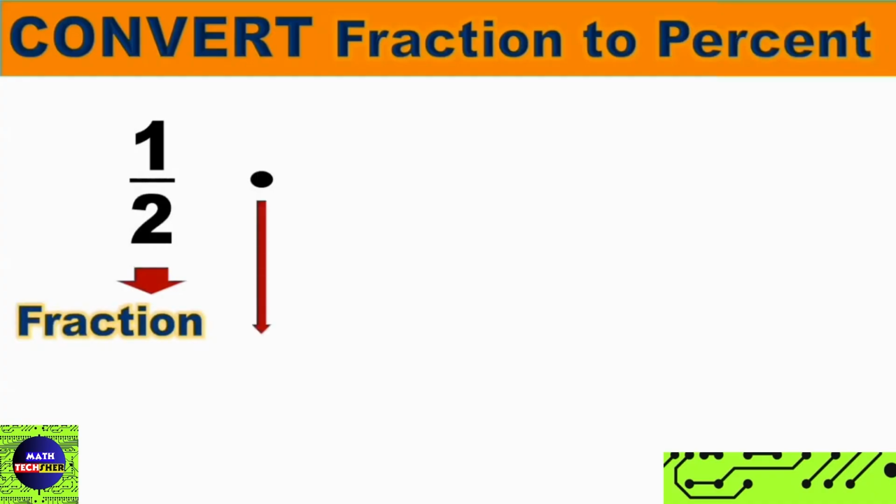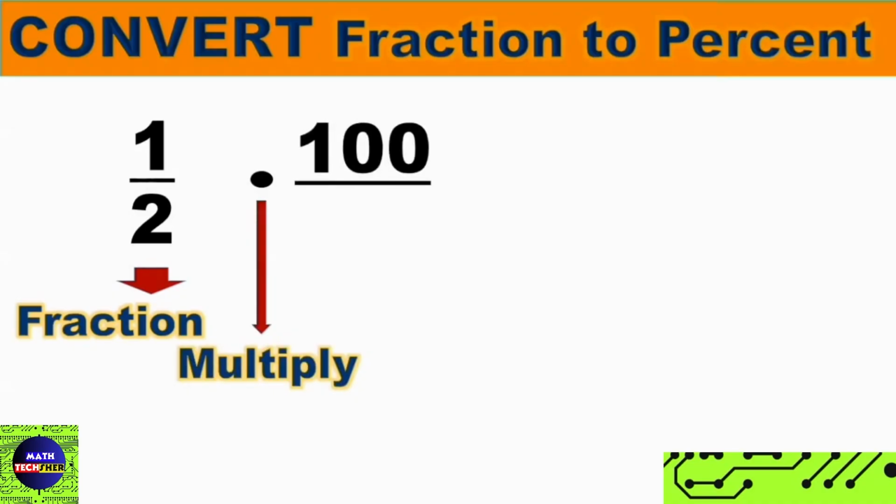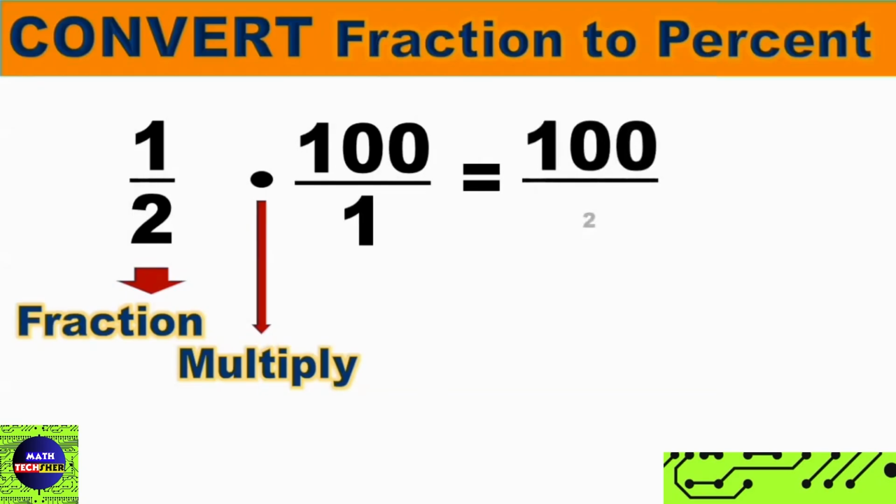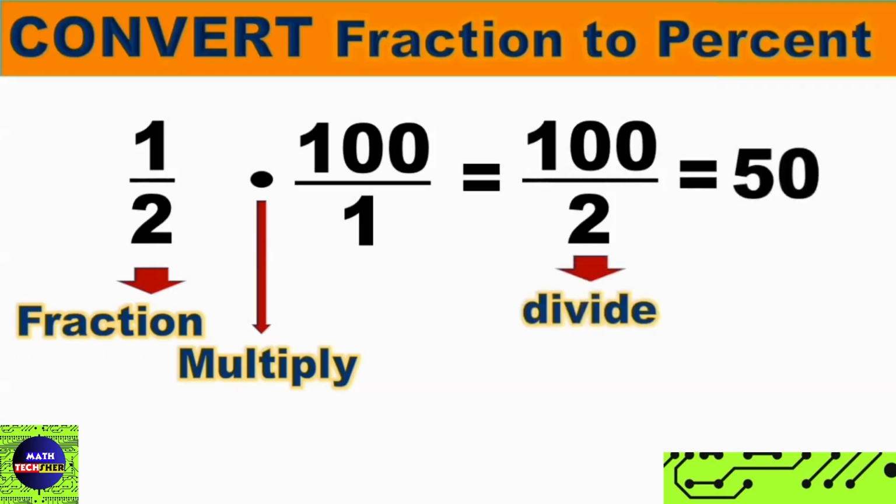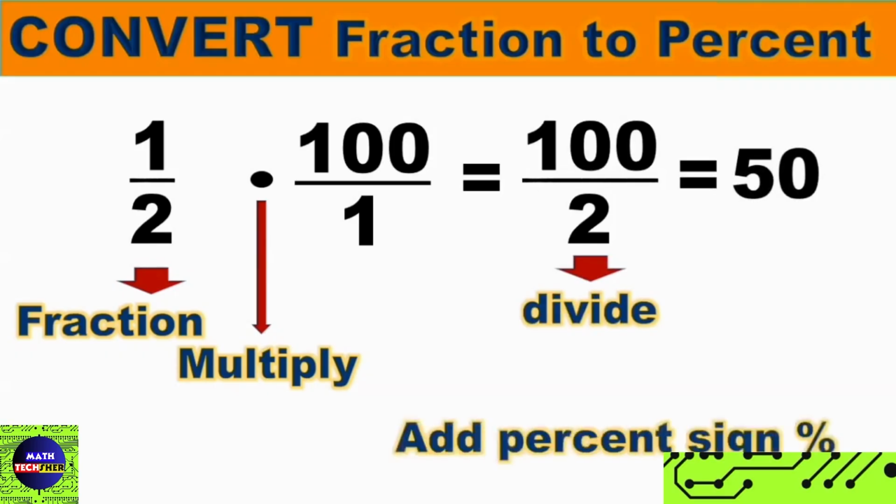To convert to percent, we're going to multiply it by 100. Okay, so the denominator of 100 is 1. Then, we multiply the numerator. 1 times 100 is 100. And denominator, 2 times 1 is 2. Okay, 100 divided by 2, the answer is 50. And then, we're going to add percent sign. So, now we have 50%. Okay, 1/2 is equivalent to 50%.